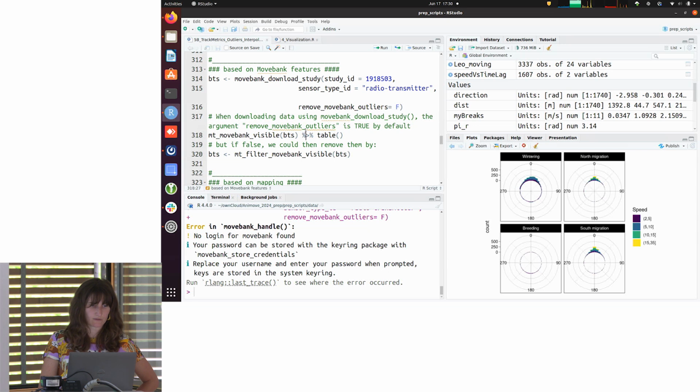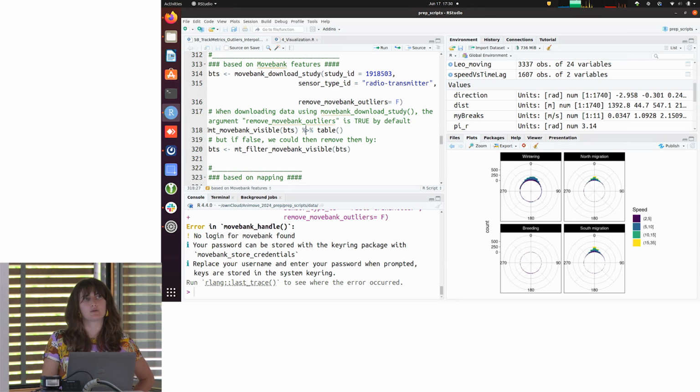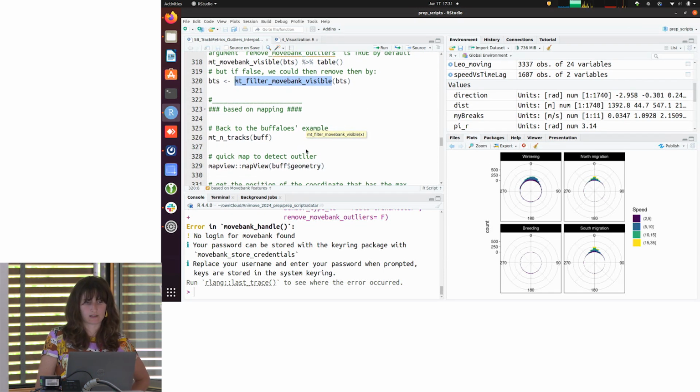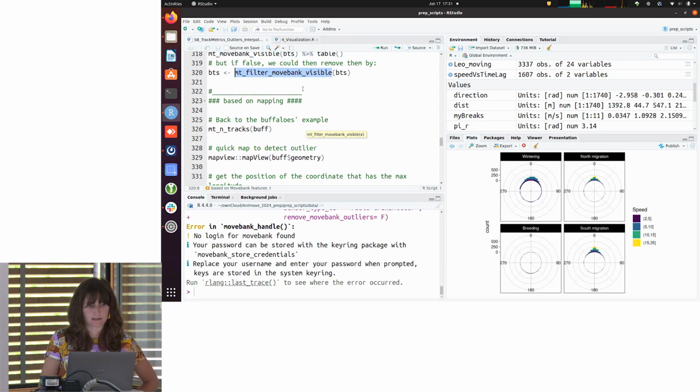But you can just use this mt_movebank_visible to basically get out what are those points that were already marked as outliers by whoever uploaded the data set. And then you can use this mt_filter_movebank_visible. Maybe Anne showed this earlier, I'm not sure, but it's straightforward.